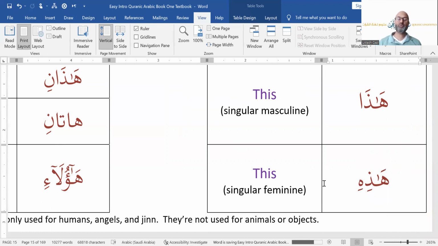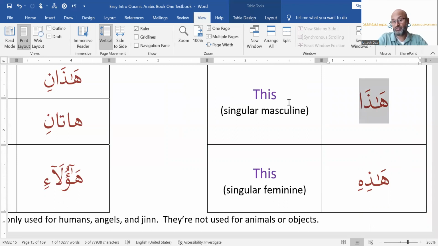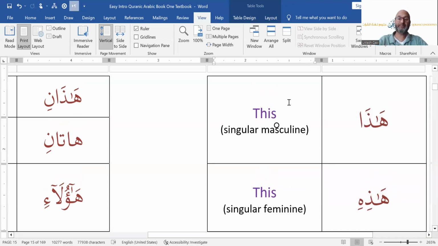Hadhihi is used to point at a female or a feminine object. Hadha is used to point at a masculine male or a masculine object. Both hadha and hadhihi are used for people and objects. So if I'm pointing at a boy, I say hadha. If I'm pointing at a girl, I say hadhihi. If I'm pointing at the sun, shams is grammatically feminine, I say hadhihi ash-shams. And if I'm pointing at the moon, qamar is moon, I say hadha qamarun. This is a moon.